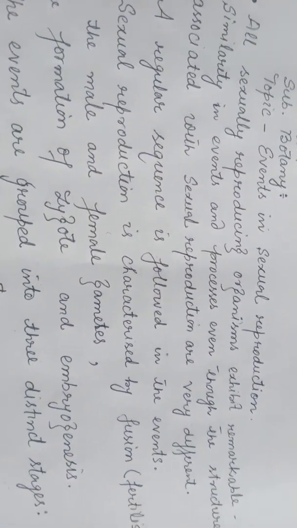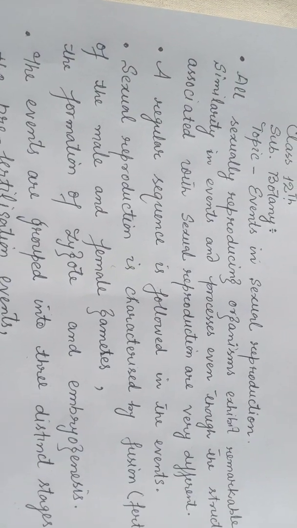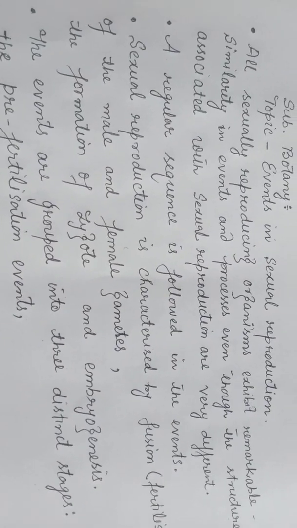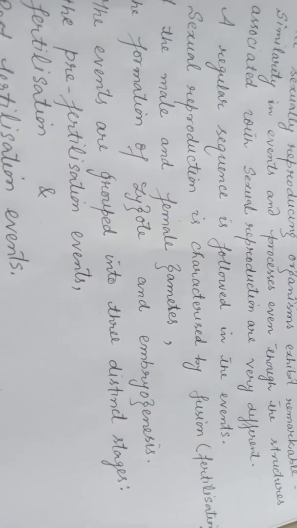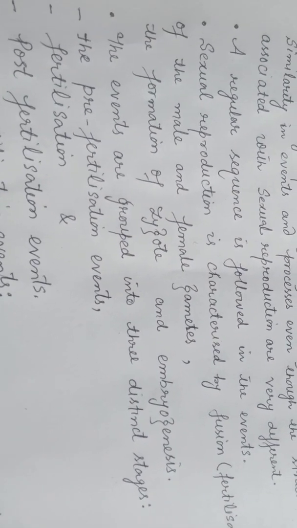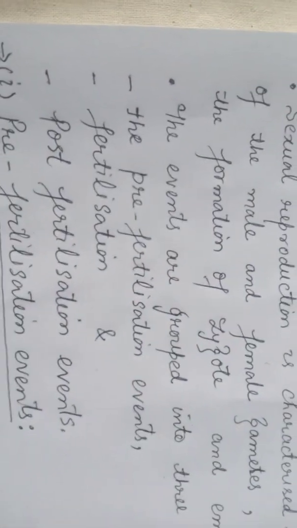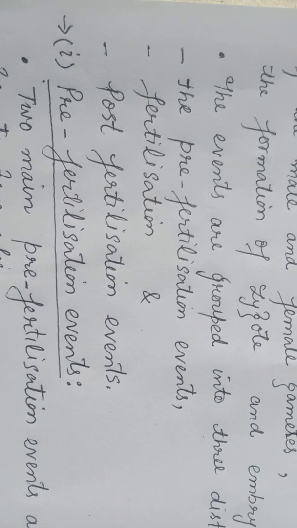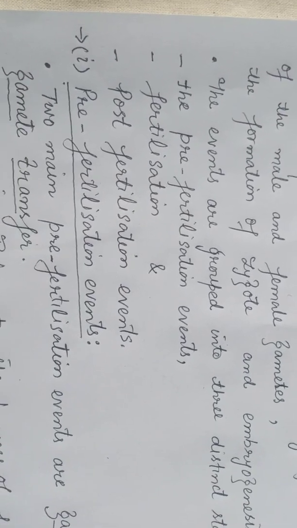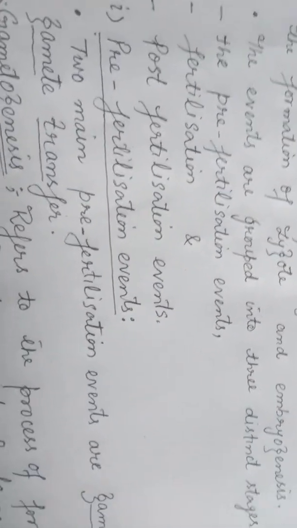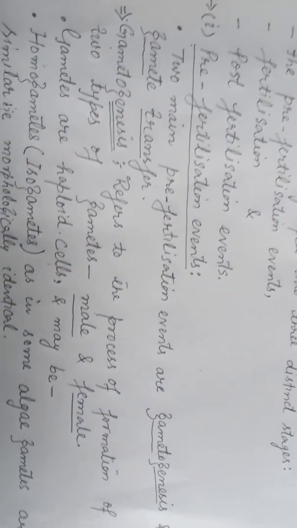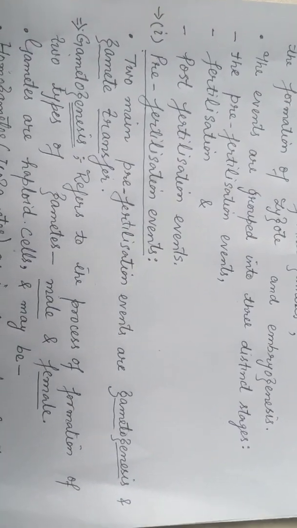Sexual reproduction is characterized by fusion, that is fertilization, of male and female gametes, the formation of zygote and embryogenesis. The events are grouped into three distinct stages: the pre-fertilization events, fertilization, and post-fertilization events. And today we will discuss the pre-fertilization events in a bit of detail. Two main pre-fertilization events are gametogenesis and gamete transfer.